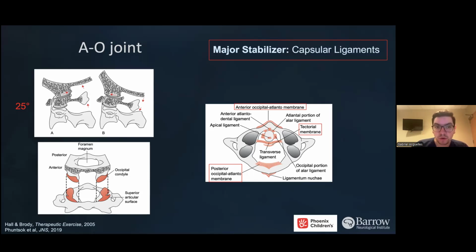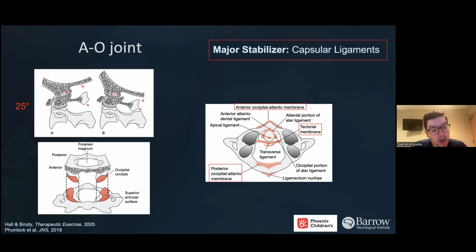So when talking about the AO joint, this convex-concave relationship does give it a lot of stability. And as a consequence, it limits mobility of this joint. You can see that there is some translational movement afforded by this shape and relationship. But really, what we see at this joint is flexion and extension. There are ranges in the literature about how much flexion and extension you see at this level, but 25 degrees is a good middle ground of how much your typical patient can flex and extend from just this joint.